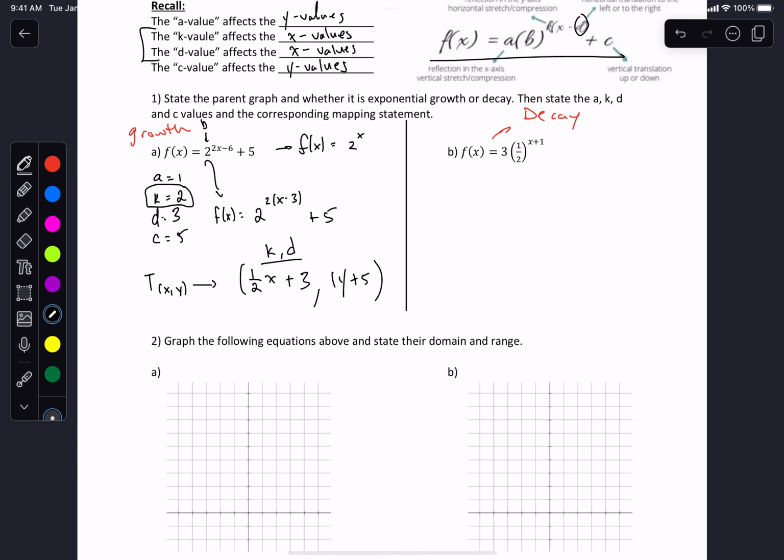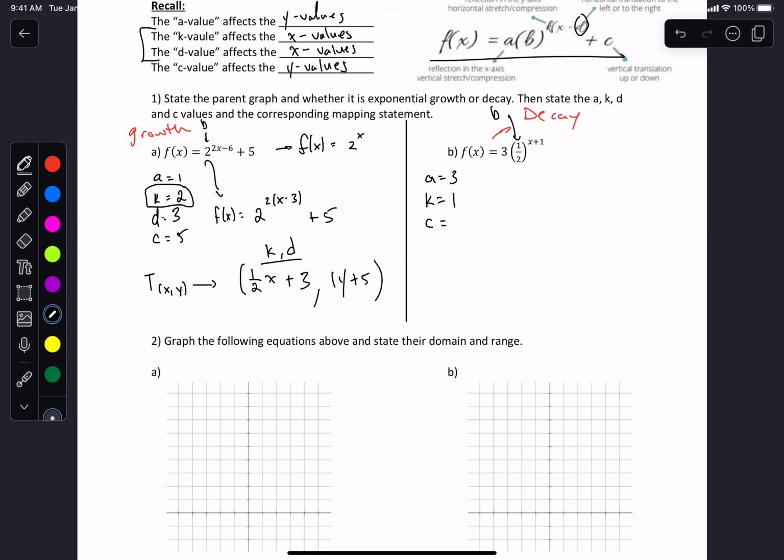A value for the second question is 3. Good. Okay, so A is going to equal 3. The base in this question, the B value, is 1/2. What else? Let's go to the next one. The K value. 1. It's 1. C, what's the C value? Hadley? It's -1. Good. Right?